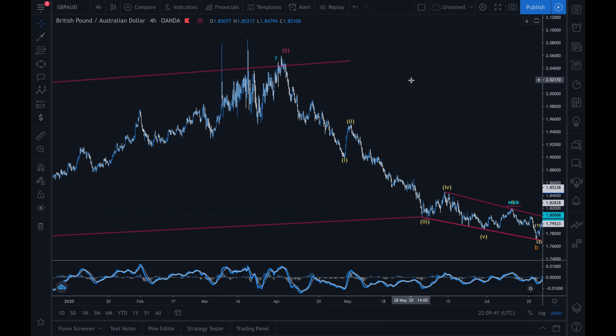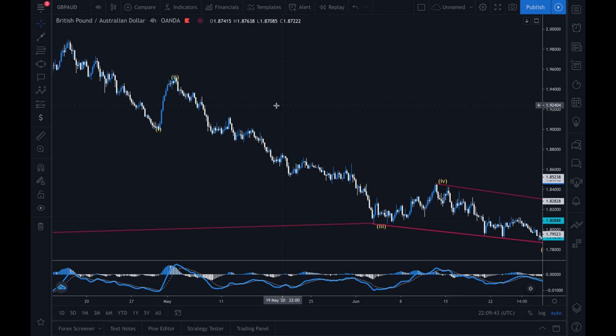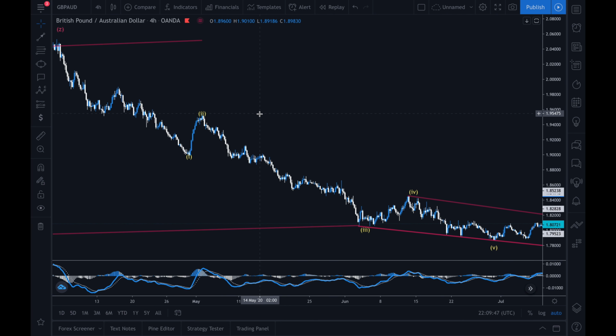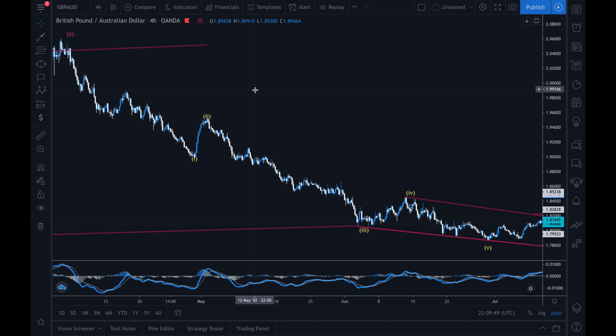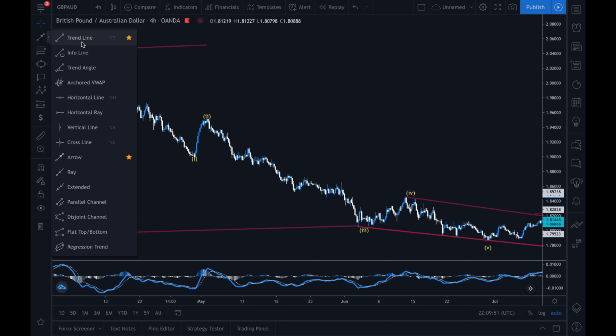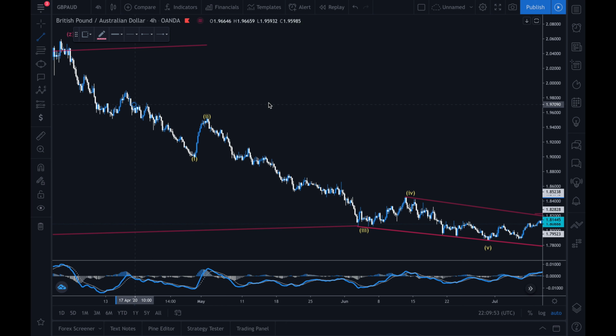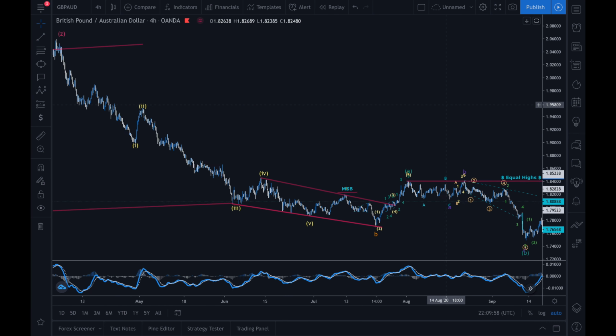What we can also see here is a bunch of imbalances, right? So this would have been an imbalance on the 4-hour. Let's see, what else can we find? We can see equal highs forming over here that were never taken out. Okay, so I know that my correction is not completed yet. So what do I see?